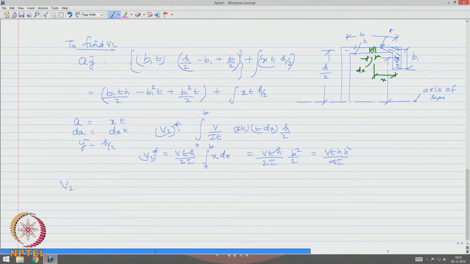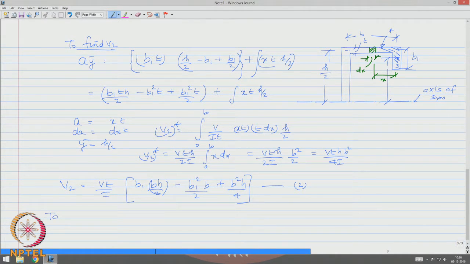So, let us find the total V 2, which will be V t by I B 1 B h by 2 minus B 1 square B by 2 plus B square h by 4. So, now equation number 2.